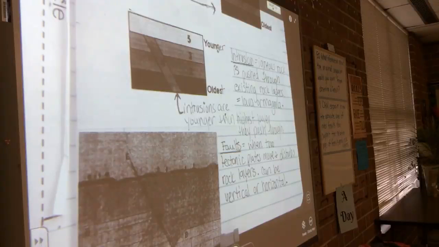And the numbers are artifacts that somebody found in the layers. And you have to use the law of superposition to answer the question, like which one is older? Who created this? How do you know? So you're an archaeologist.